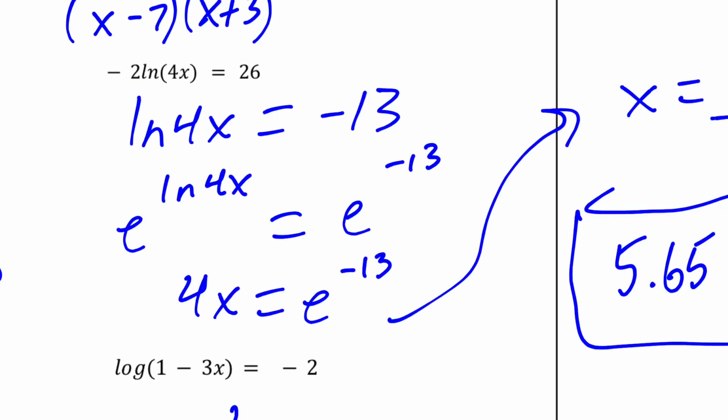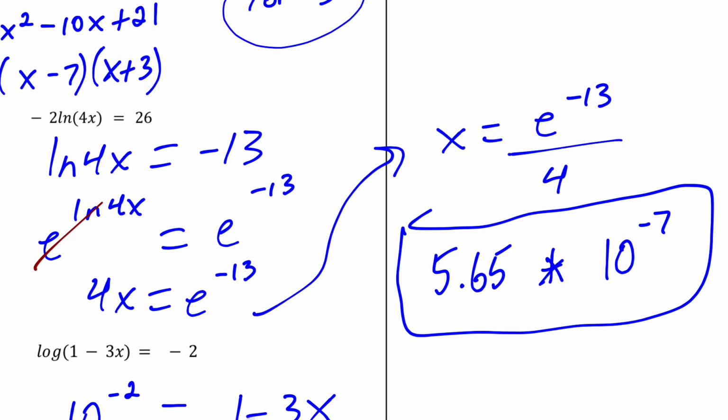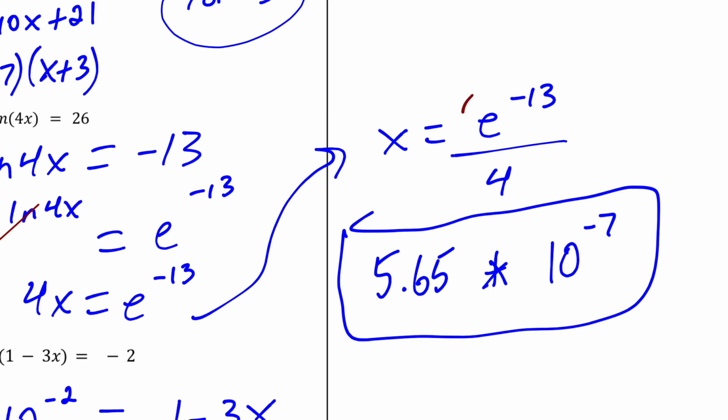Here I'll divide both sides by a negative 2 first, and then I'm going to take e to the power of ln 4x and e to the power of negative 13. That allows me to cancel this out on the left, and I have 4x is equal to e to the negative 13. If I divide both sides by 4, this is what I would put in the calculator. That's how it will spit it out in scientific notation.